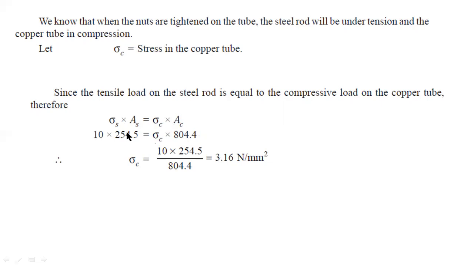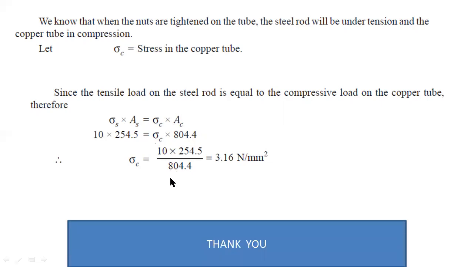Here we already know the value of sigma s, that is 10, and the area of the steel rod we also know, and Ac is the area of the copper rod. So by substituting all these values, you will get the value of sigma c. So here sigma c is the stress induced in the copper tube. This is the final answer for this problem. It is very simple. In our composite tube problems, you have to consider the load acting on the copper equal to the load acting on the steel.